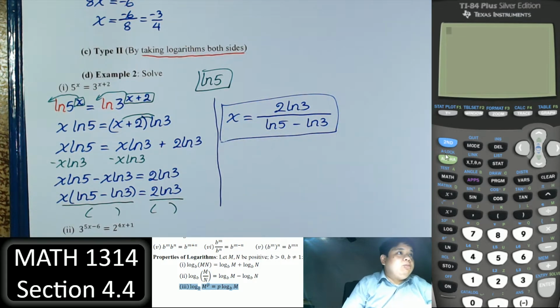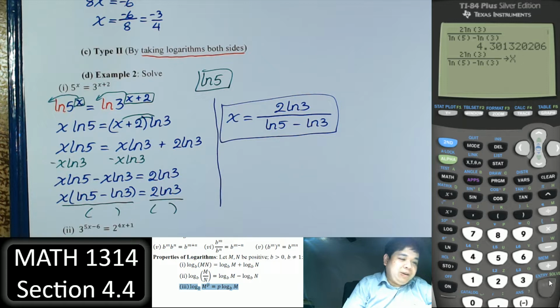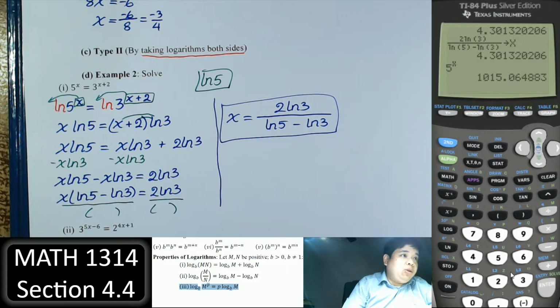So in this case, I'll test that as well. 2 ln of 3 divided by ln of 5 minus ln of 3. Right, let's do that again. This time store into x. So 5 to that power, that's what we have, and then 3 to that power plus 2. Right.